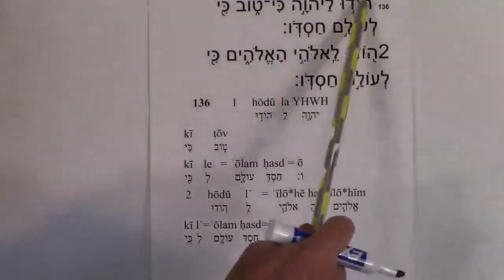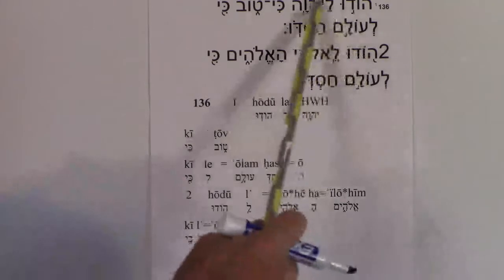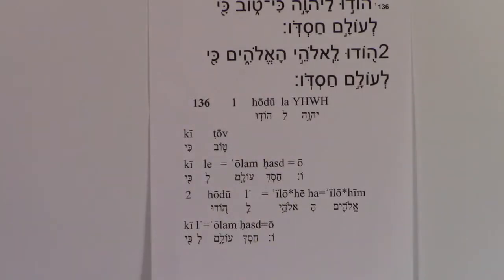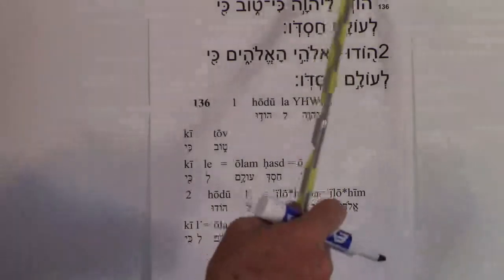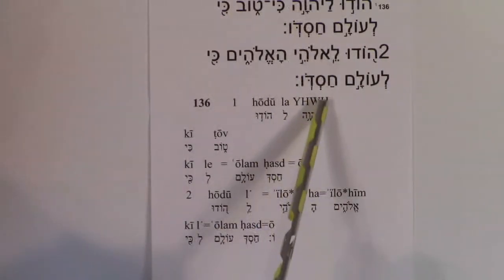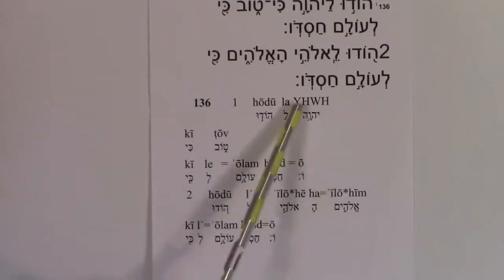So you just basically bring Hodu over right there, so that it's reading from left to right. You bring your Lamed over, just hang it in the middle, and then you bring Yod Hey Vav Hey over, and that's pretty, you know, Yod Hey Wah Hey.